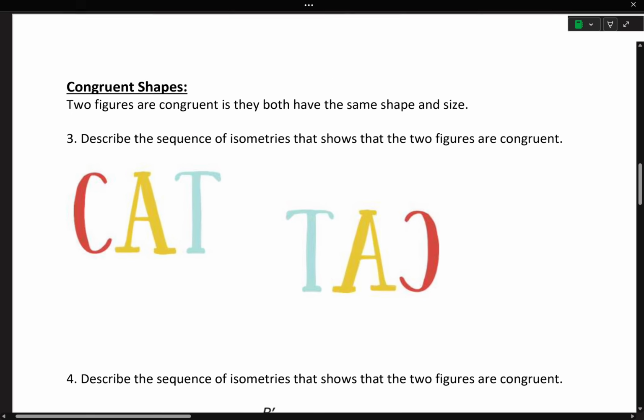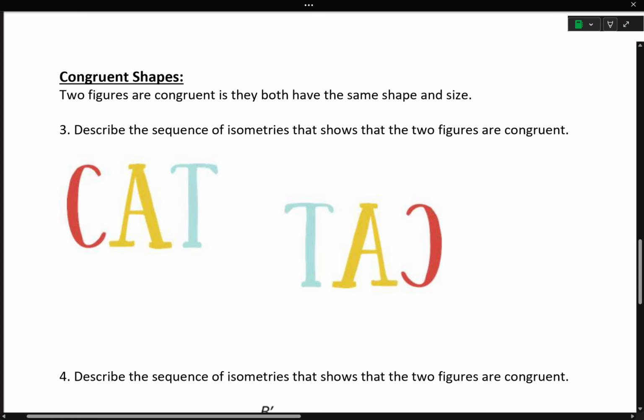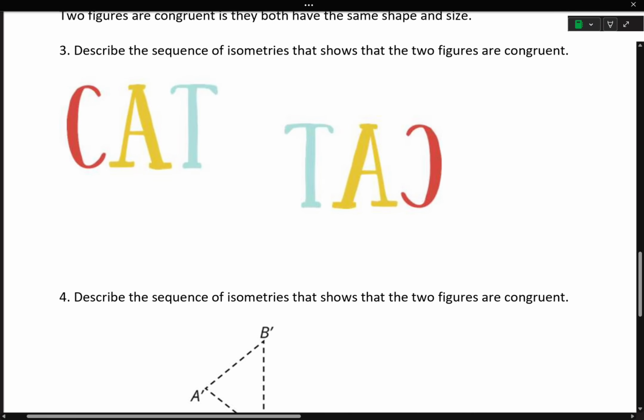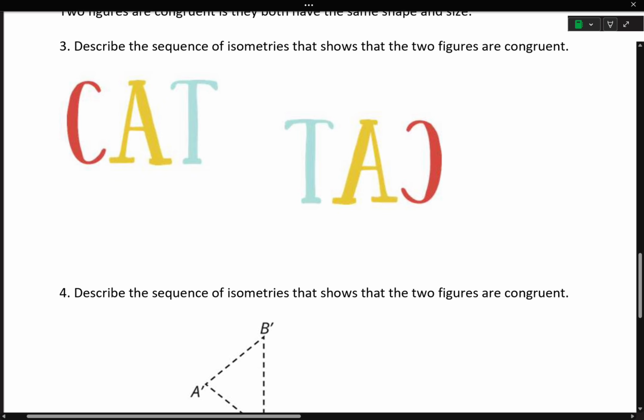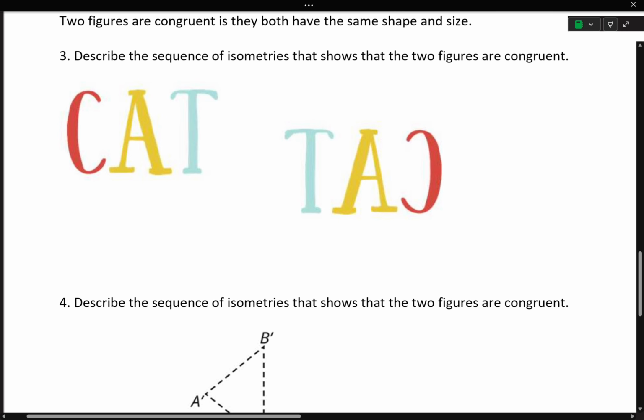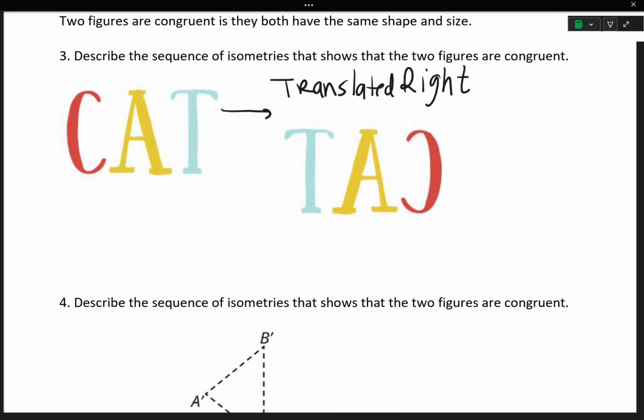Next page. Here I already have shapes that have had one or maybe two sequences of transformation. We're going to describe them in English words. So instead of English and we draw, we have a drawing and let's English. Okay, so what do I notice here? First, I notice that the original cat is backwards and it's lower. So two things happened. First, translated right. And then reflected.